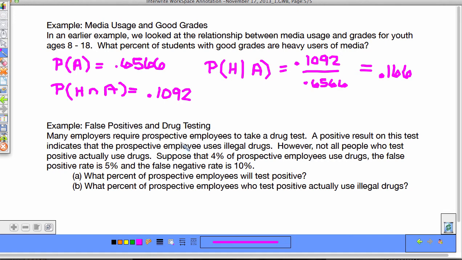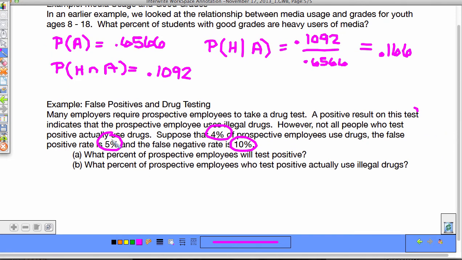Okay, let's also look at this example. False positives in drug testing. It says many employers require prospective employees to take a drug test. A positive result on this test indicates that the prospective employee uses illegal drugs. However, not all people who test positive actually use drugs. Suppose that 4% of prospective employees use drugs. The false positive rate, so that means people who get a positive on the test and actually don't do drugs, is 5%, and the false negative rate, people who do drugs but get a negative on the test, is 10%. What percent of employees will test positive?